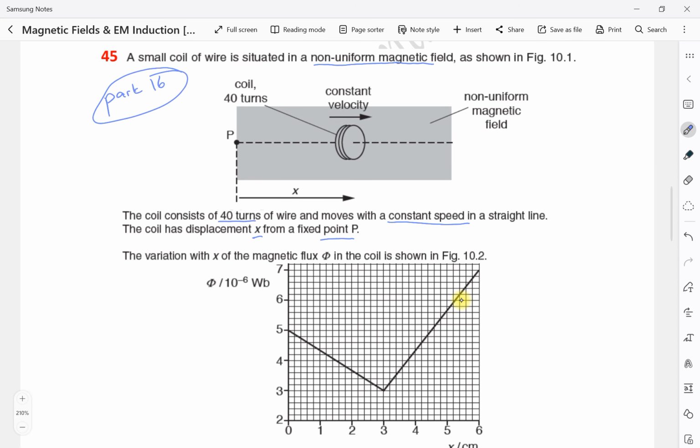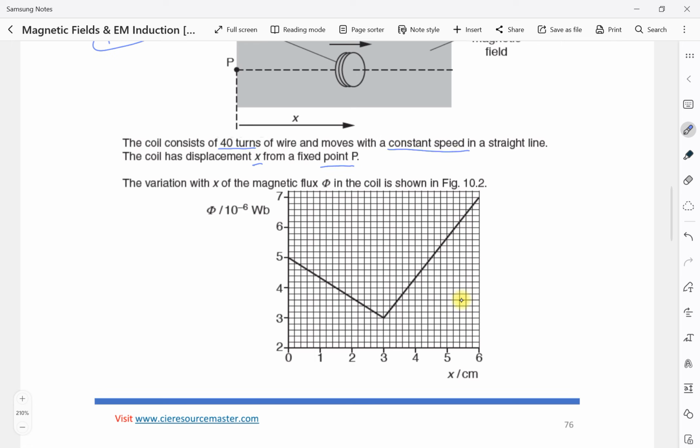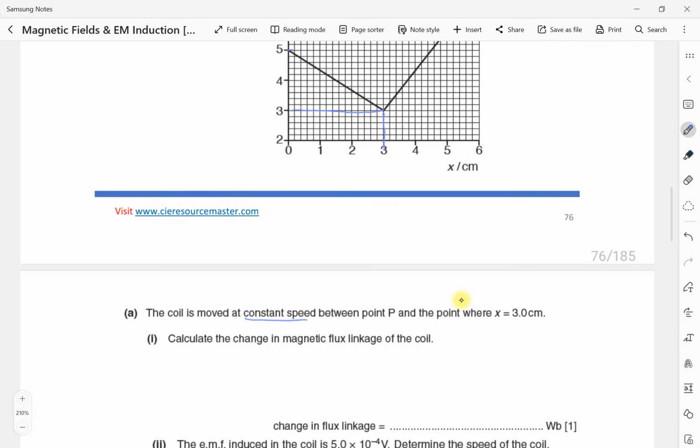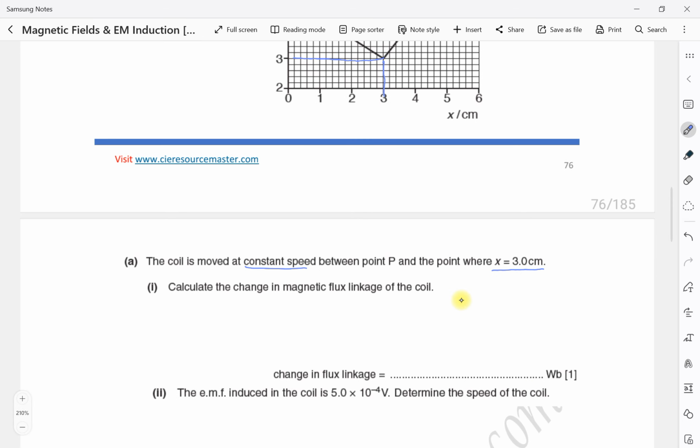The variation with x of the magnetic flux phi in the coil is shown in the figure here. So the magnetic flux decreases and then it increases. This is 3 times 10 to the power minus 6 Weber. The coil is moved at a constant speed between point P and the point where x is 3.0 centimeters. Calculate the change in magnetic flux linkage.